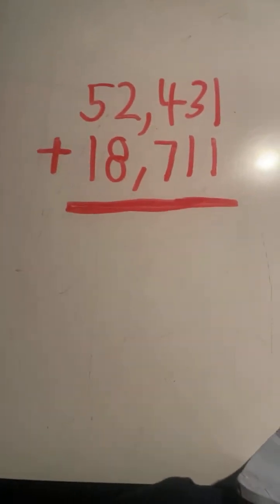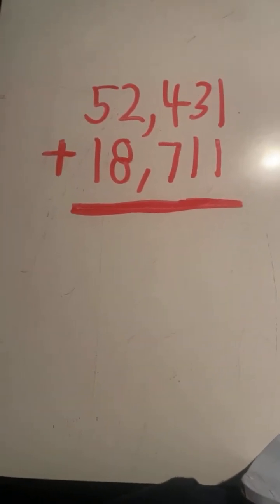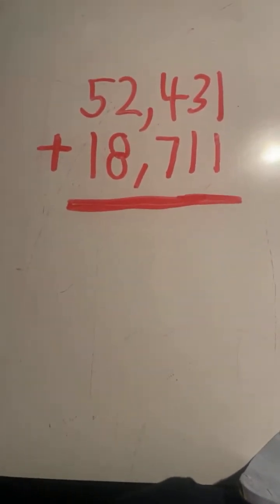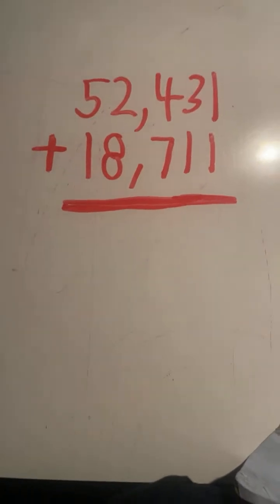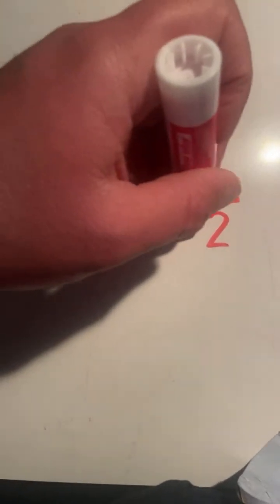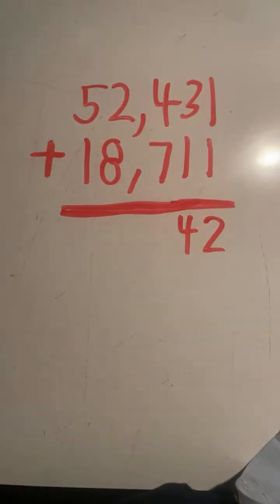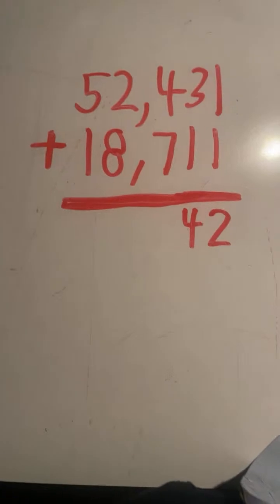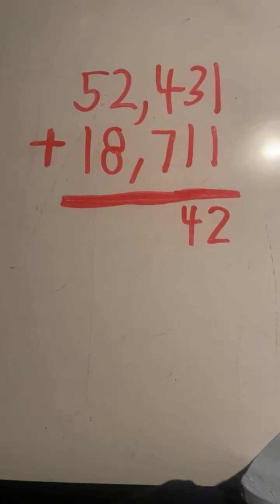All right, 52,431 plus 18,711. We start with the digits all the way to the right in the ones place. 1 plus 1 equals 2. 3 plus 1 equals 4. Notice how I did not regroup in either the ones or the tens place because our sums were less than 10. 9 or less, regrouping is not needed.